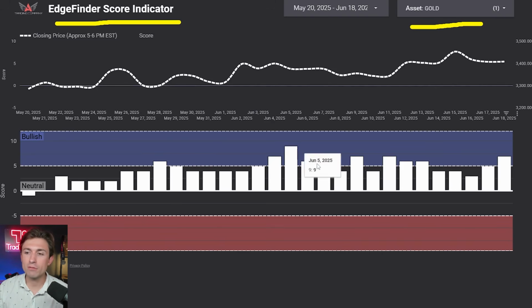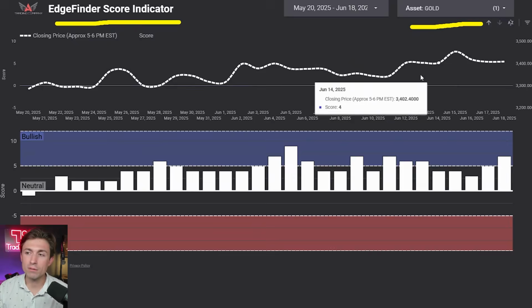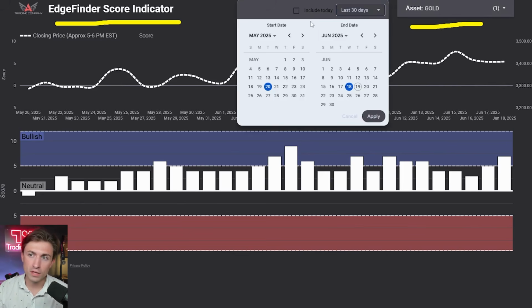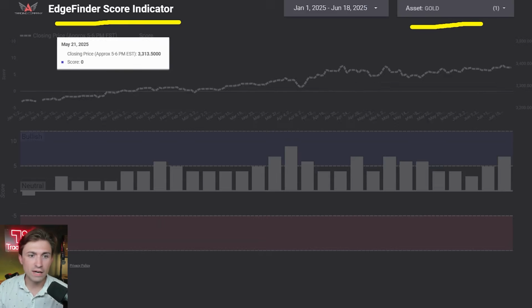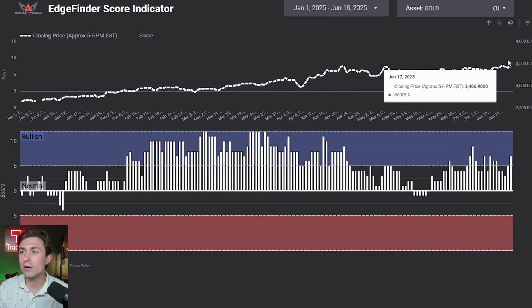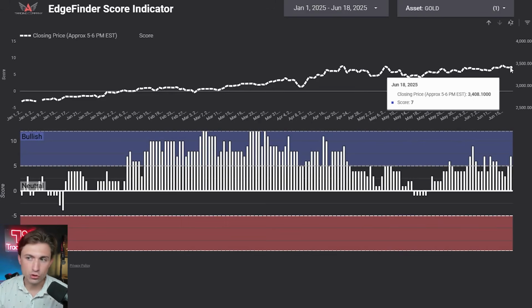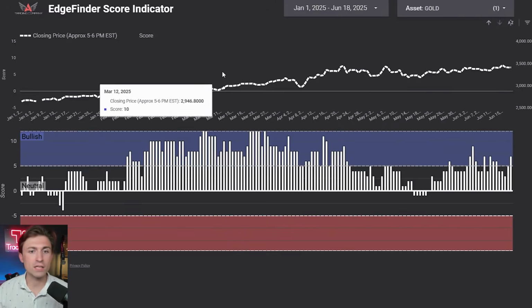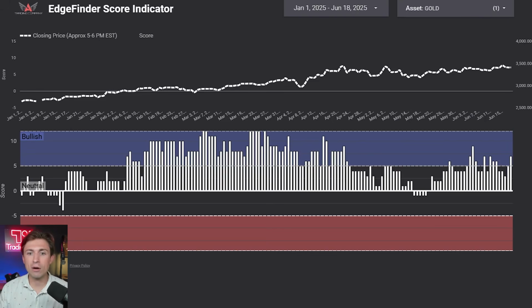And you can see that for the most part, we've had some bullish readings, which have been mostly the correct call for gold. But we can actually sort this and go way back further. Let's go back, in fact, to the beginning of 2025 until modern day here, which I'm recording around June 18th, 2025 at market close. So what you're seeing here now is the overall score for the EdgeFinder in the year of 2025 for gold.